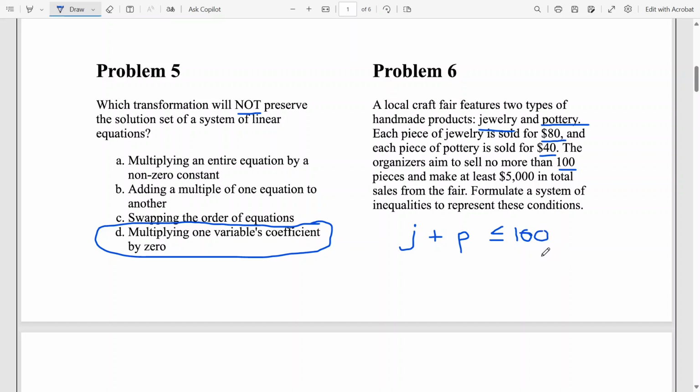And then we want the profit to be at least 5,000. So for every jewelry item we sell, we make $80. So 80 times J is going to be the amount we make off the jewelry items. Plus, for each pottery we sell, we make 40. So 40 times however many pottery items we sell. That's got to be at least $5,000. So greater than or equal to 5,000.